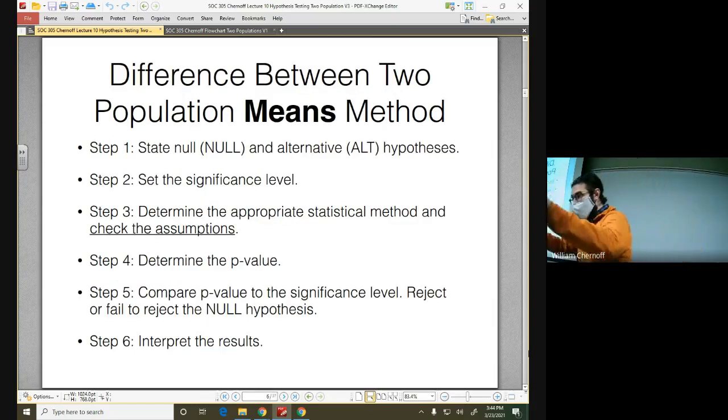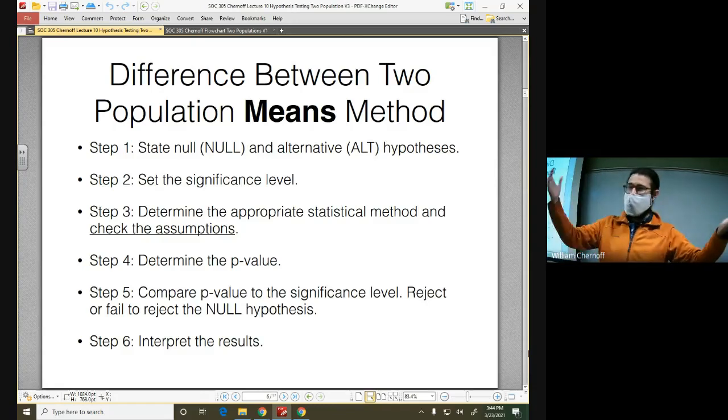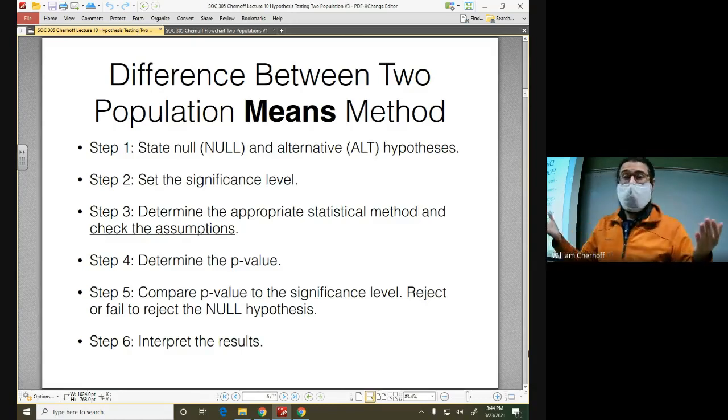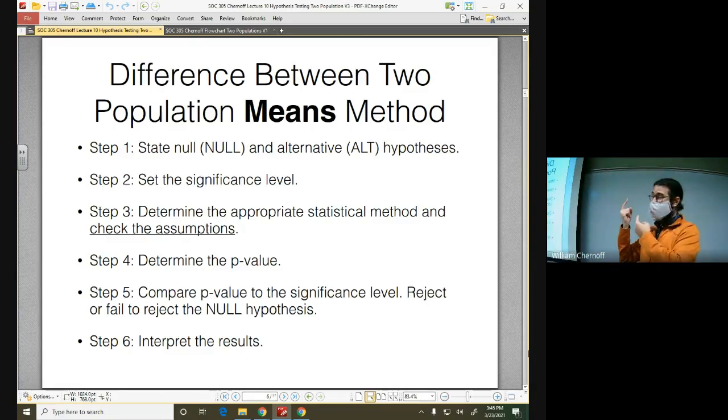Okay, so we have this method, and we're interested in comparing two groups. We're interested in comparing the sample mean of group 1 to the sample mean of group 2. And we want to know if those sample means are different. To do that, we use a test of hypotheses. So here we have our 6 steps. These are the exact same 6 steps that we've been covering this whole time.